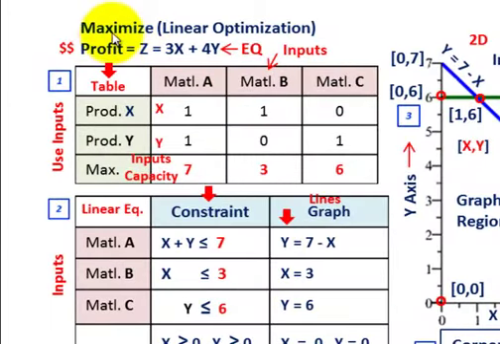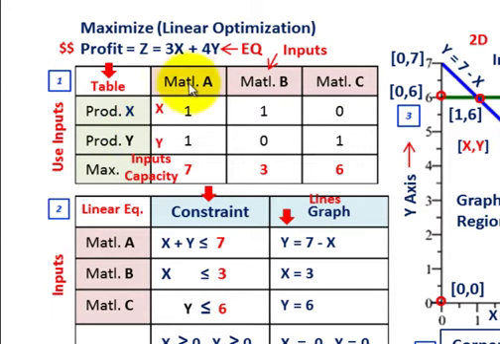What we're going to be going over here is just a basic problem in linear algebra, or what they might refer to as linear optimization or linear programming. We're going to have two different products, product X and product Y. Each of those products uses some materials, materials A, B, and C. Only a certain quantity of those materials is available to be used in these products.